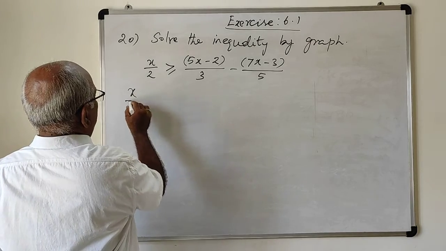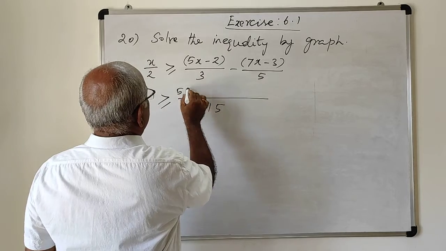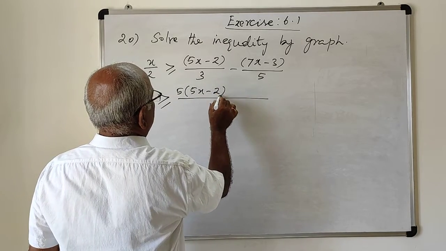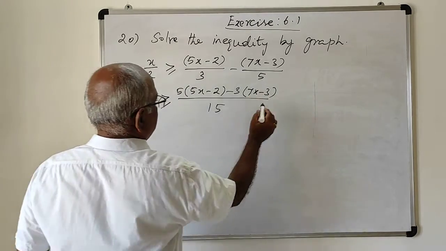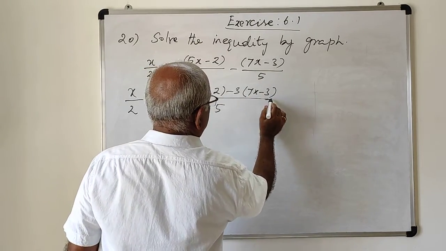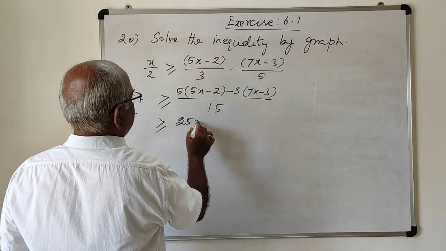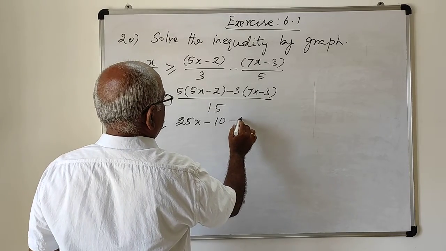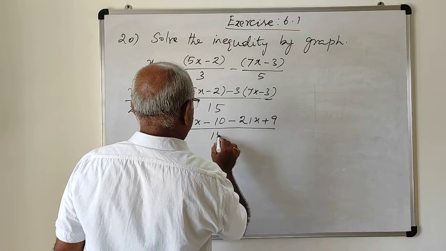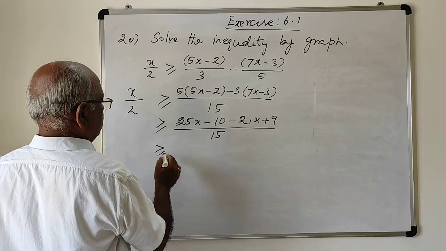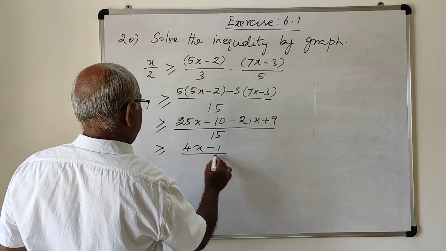This is x by 2 is greater than or equal to, taking LCM as 15, 5 into (5x minus 2) minus 3 into (7x minus 3). By taking LCM, you get this. This is greater than or equal to 5 5s are 25x minus 5 2s are 10 minus 2 7s are 21x minus 2, minus plus 9, by 15. This is greater than or equal to 25 minus 21 is 4x minus 1 by 15.